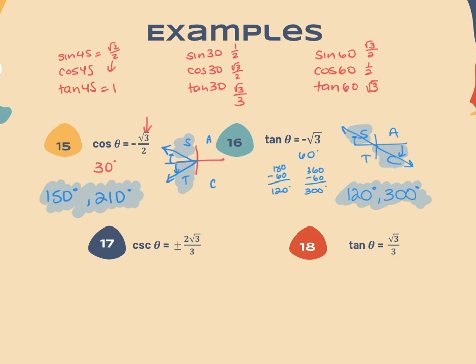All right, go to 18 first, and then I'll go back to 17. 18, where is tangent root 3 over 3? 30 degrees. Where is tangent positive? 3 and 1. So 30 degrees is one of my answers, because that's what it would be in the first quadrant. And then 180 plus 30 degrees, 210.